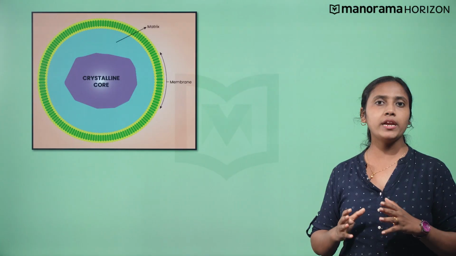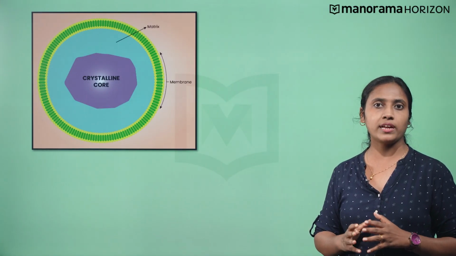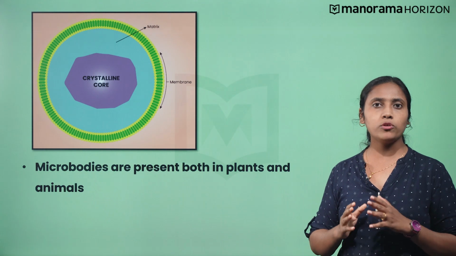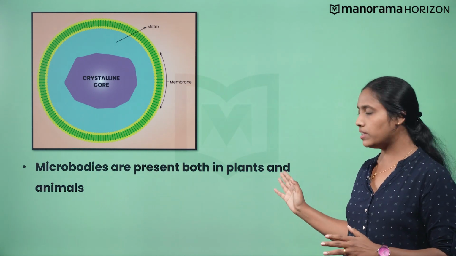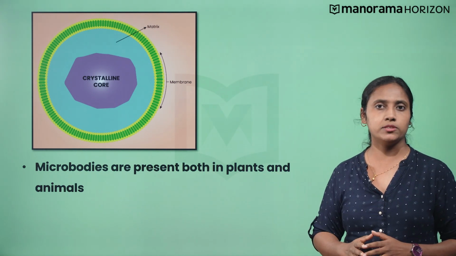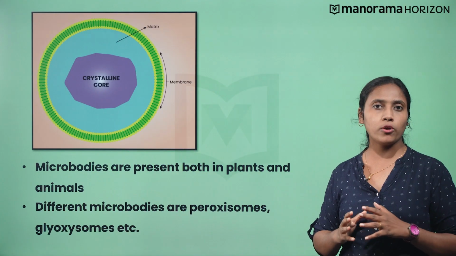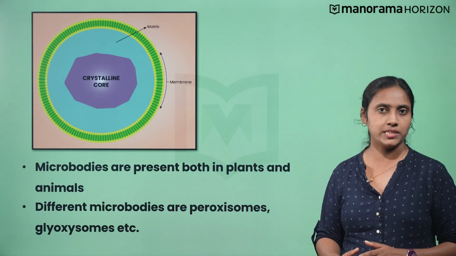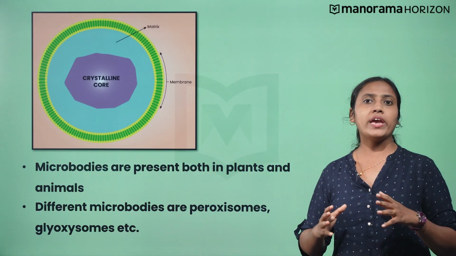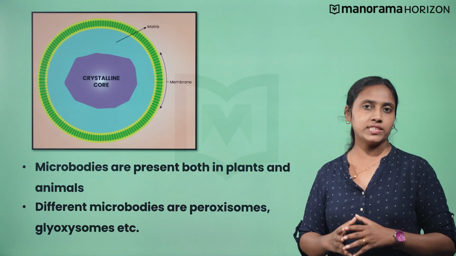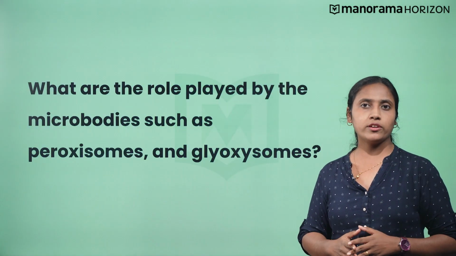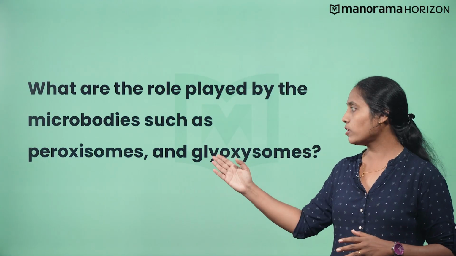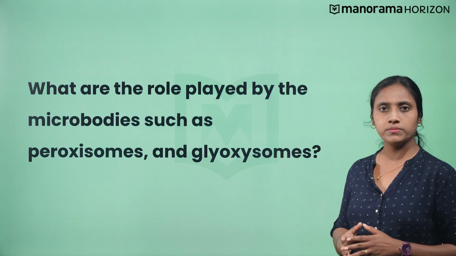Microbodies are membrane-bound minute structures that contain various enzymes. These microbodies are present both in plants and animals. The different microbodies include peroxisomes, glyoxysomes, etc. We have now come to the end of this session. Can you find out what are the roles played by the microbodies such as peroxisomes and glyoxysomes?